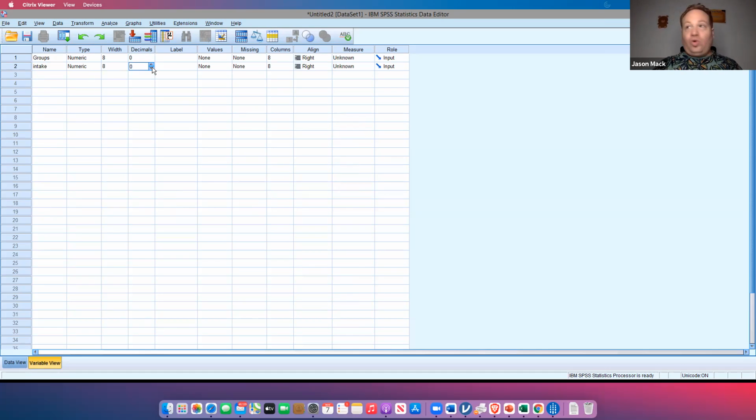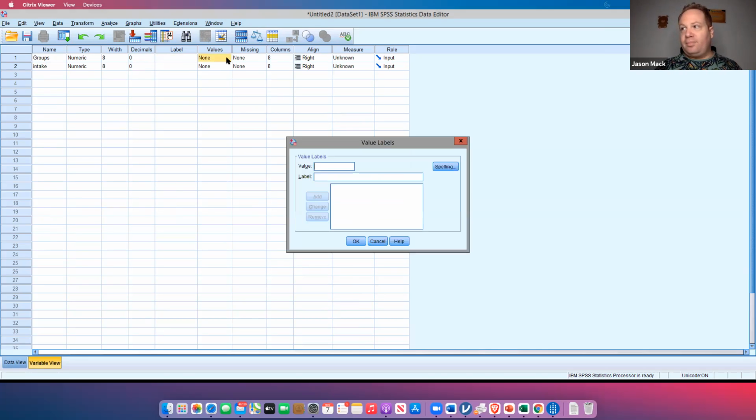In the row labeled groups, we're going to click on the small gray box with 3 dots in the values column right here. In the dialog box, we're going to enter 1 here and type slowly. This is the group that was eating food slowly. Then we're going to click on add. Then we're going to say 2 and enter fast. This is the group that ate their food fast, and we're trying to measure calories for the 2 different eating groups. Pretty easy.